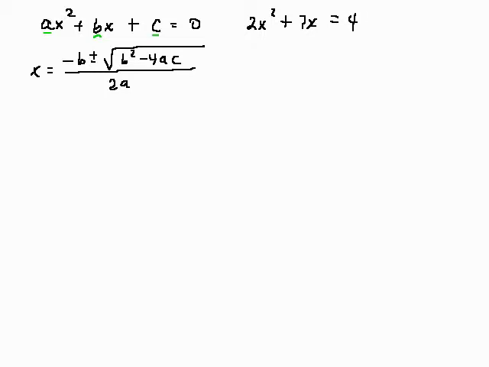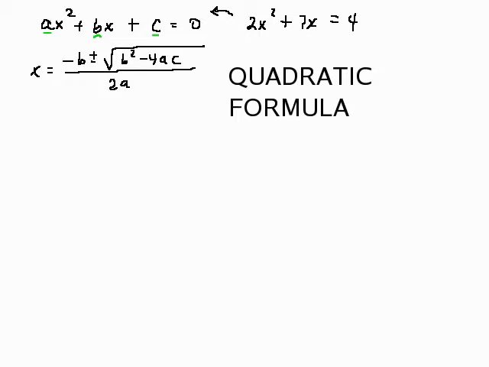And I'm going to go ahead again. I have to get it in this form, no matter if I complete the square or use this quadratic formula. So I'm going to type next to this here. This is called the quadratic formula. And it is the shortcut for completing the square. All right, so bring the 4 over, subtract it from both sides, and you're going to get 2x squared plus 7x minus 4 equals 0.